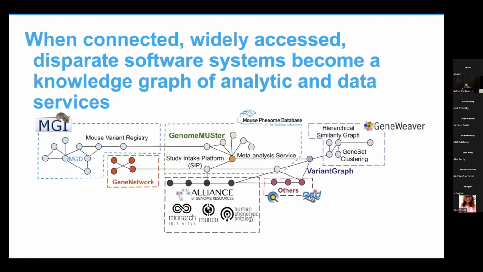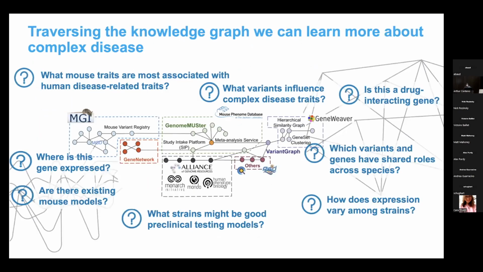So the idea here is that when our software systems are connected, we can do great work, right? It becomes a knowledge graph of both analytic resources and data services. And that allows us to ask all the questions that we've been talking about in this conference, right? We can ask things like, what variants influence complex disease? And then if we find a gene of interest, is this a drug interacting gene? Is this a druggable target? What variants and genes have shared roles across species? So there's lots of questions that we can answer once we have these systems connected. And this is meant to be just a cartoon, not completely representative, but just to give you the idea.